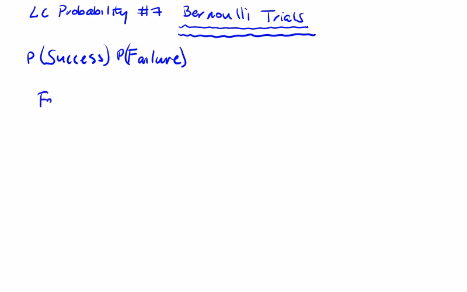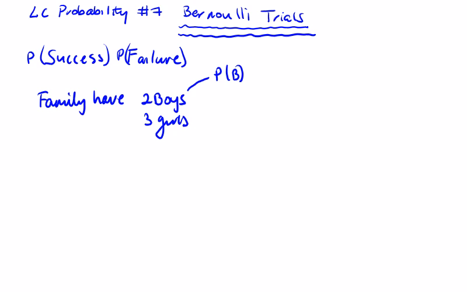Let's say a family have 2 boys and 3 girls, and every morning the mother or father of the family picks their favorite child, or they put the 5 names in a hat, and the favorite child gets the biggest breakfast. So the probability of it being a boy is 2 out of 5. You can see there's 2 boys out of 5 children, which is 0.4, and the probability that a girl gets the biggest breakfast is 3 over 5, which is 0.6.